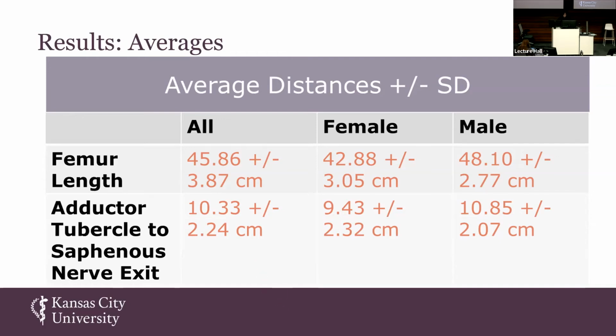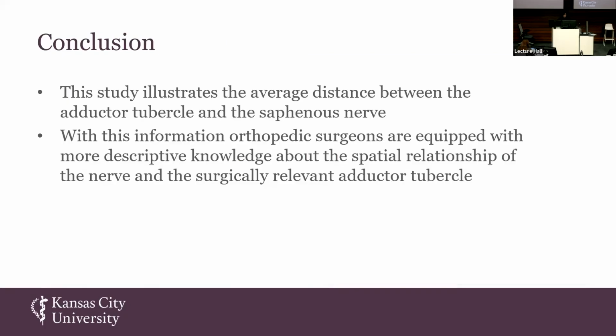When divided into male and female, the average male length was larger than the average female length for both femur length and the adductor tubercle to saphenous nerve exit, which, no surprises there. In conclusion, this study illustrates the average distance between the adductor tubercle and the saphenous nerve. With this information, orthopedic surgeons are equipped with more descriptive knowledge about the spatial relationship of the nerve and the surgically relevant adductor tubercle.